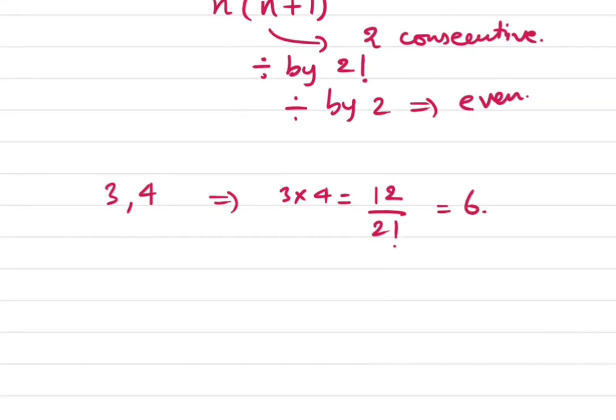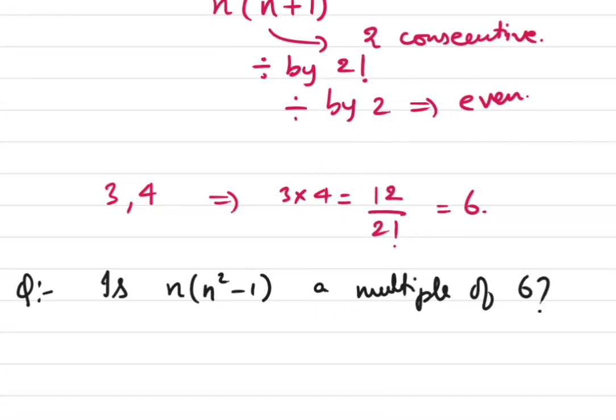Now similarly, let's take another question. It says, is n into n square minus 1 divisible by 6? Or you can say, is it a multiple of 6? Question is, is n into n square minus 1 a multiple of 6? Another way of putting it.